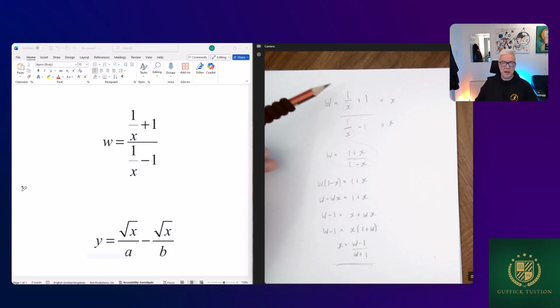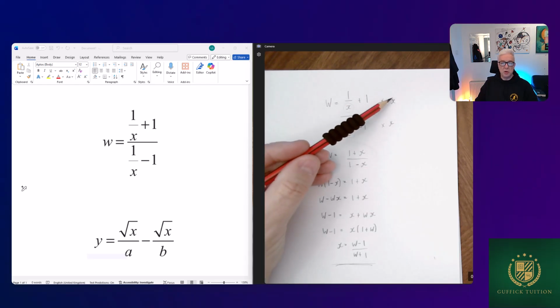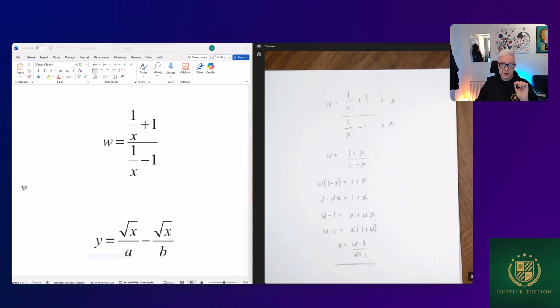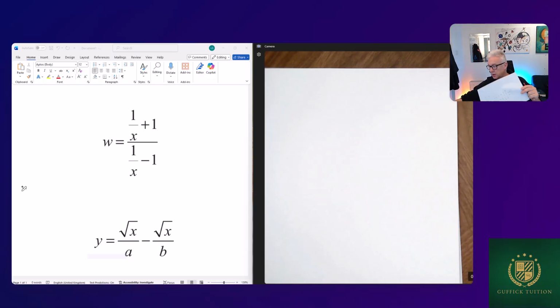So remember, the key idea is when you've got a fraction within a fraction, multiply the numerator and denominator by whatever it is that's causing it to be a fraction within a fraction. Okay, so that's the first one. Let's have a look at this second one.